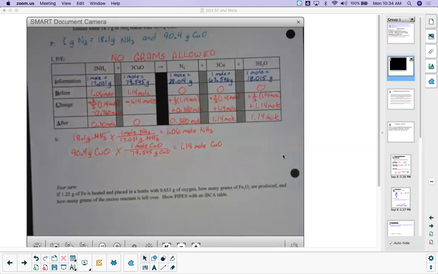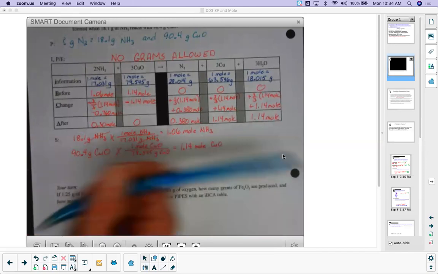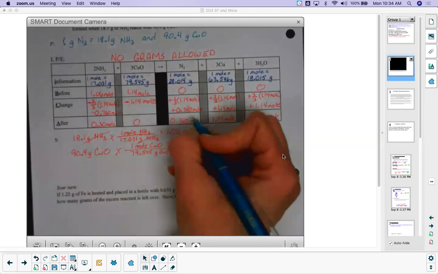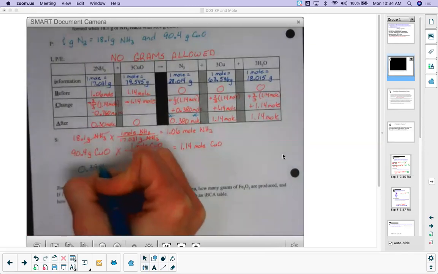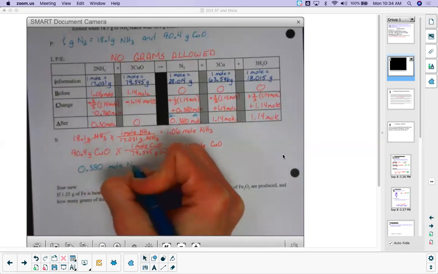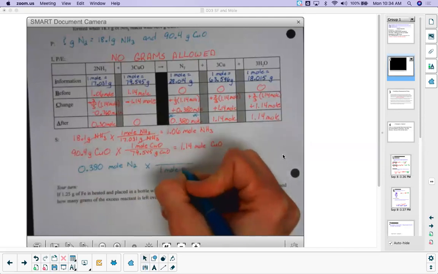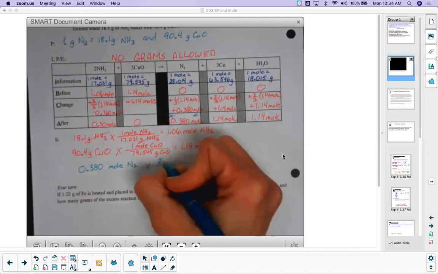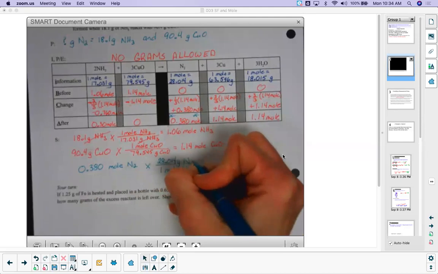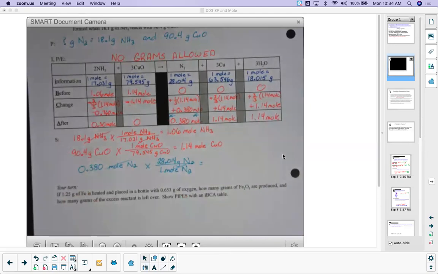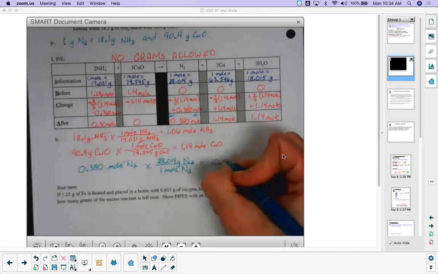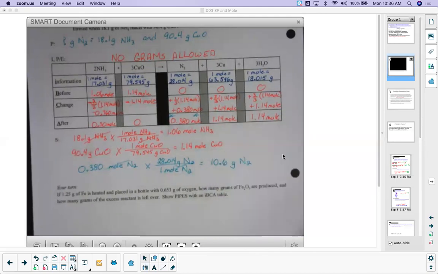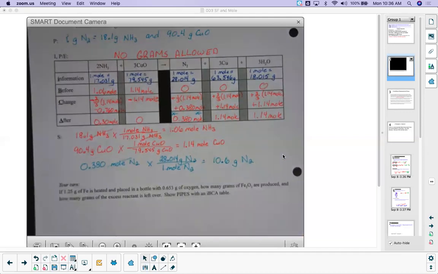And then lastly, after I've got that BCA table filled in, I have to look at the question that was asked. The question was, how many grams of nitrogen am I going to produce? So that's this box right here. But I'm asked the question in terms of grams. But up in the information step, I have a way to get back to grams. .6 grams of N2.